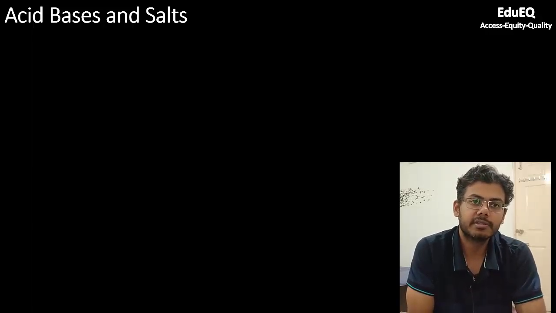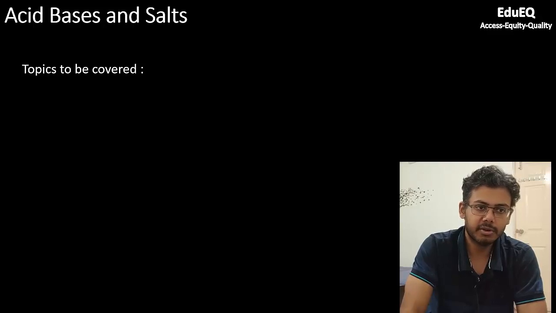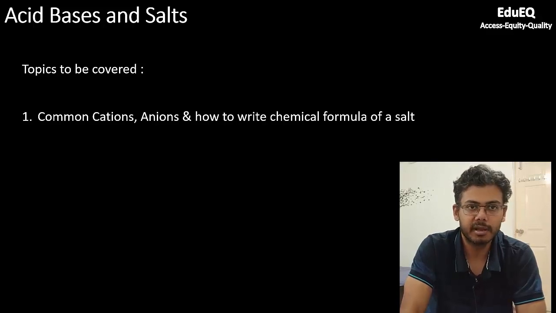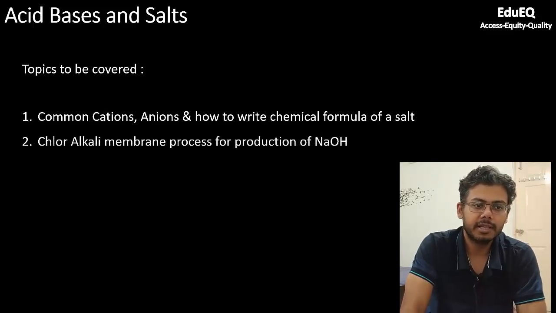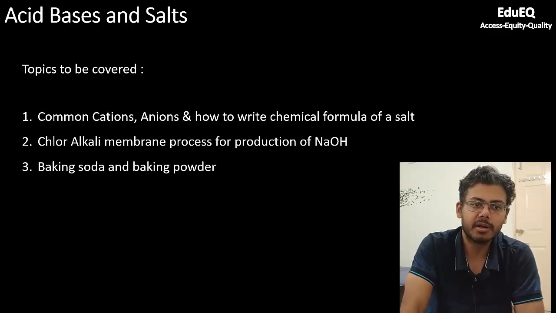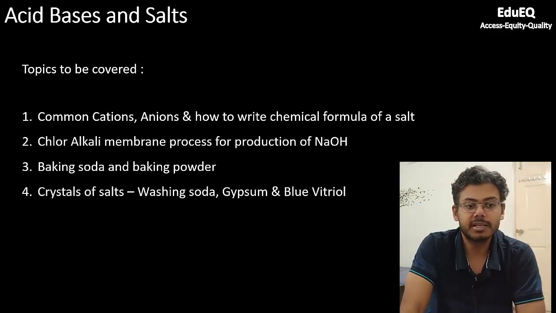So let us finish the final part of the chapter acids, bases and salts today. Before starting, a brief agenda of what topics we'll be covering. First is common cations, anions and how to write the chemical formula of a salt. Then we would go to the chloralkali membrane process for production of NaOH, where the raw material used is NaCl. Then also some of the products like baking soda and baking powder, how they are made and what are the uses. Then finally coming to the crystals of salt.